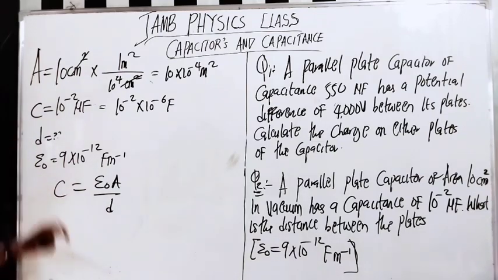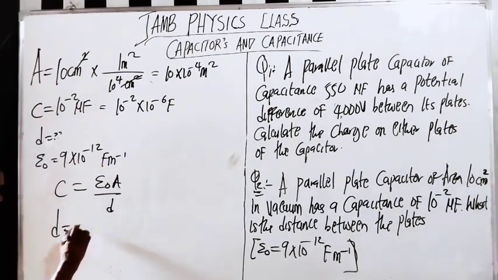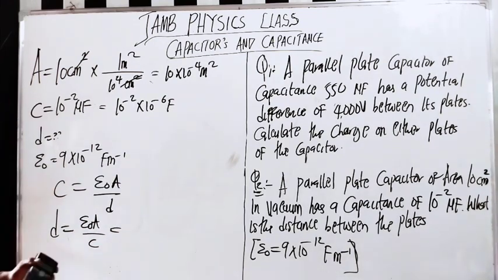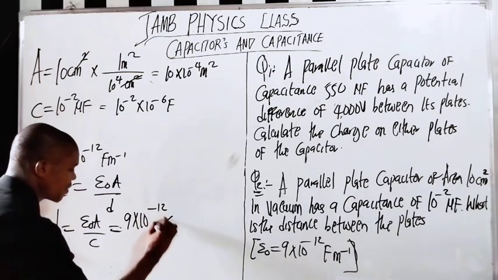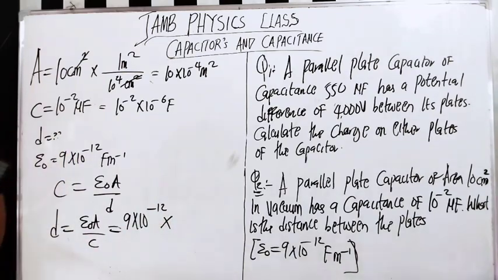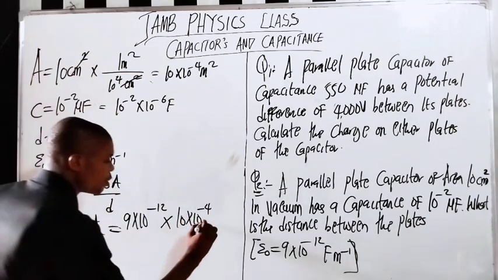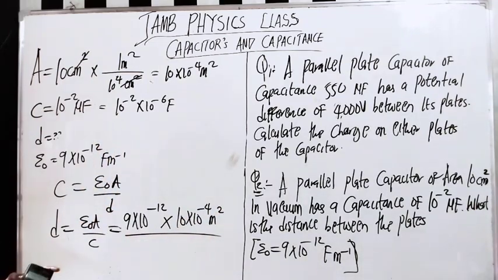Now we are looking for distance, so make d the subject of the formula. You're going to have d equals εA over C. So let's insert our parameters here. It's going to be 9 times 10 to the power minus 12 times A. What is my A? My A is 10 times 10 to the power minus 4 meter squared, over my C. What is my C?